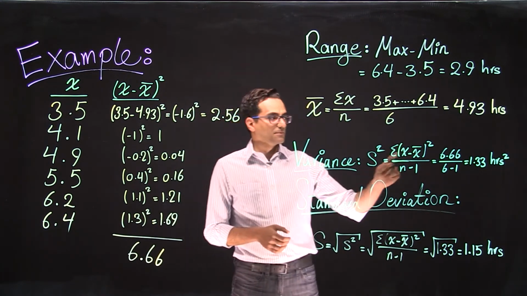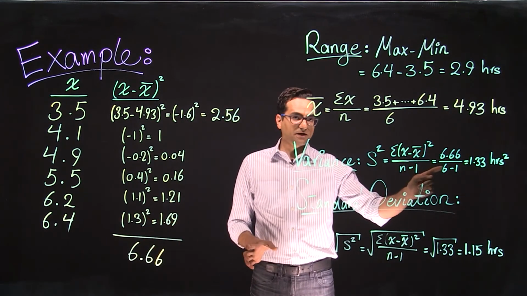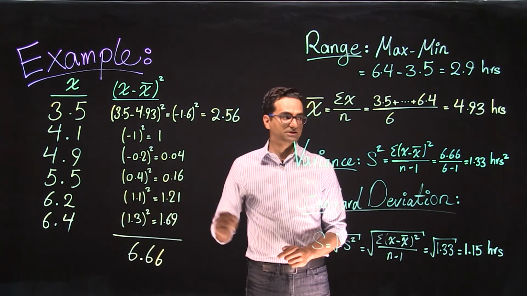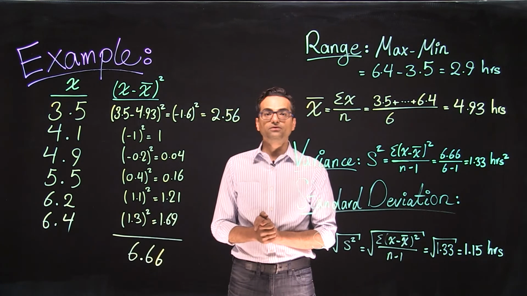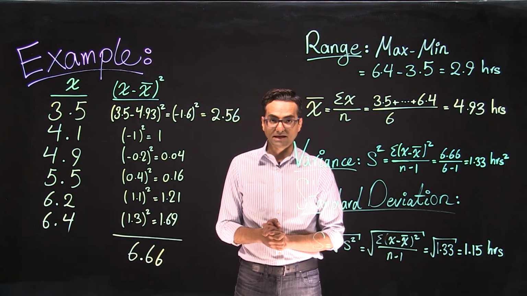All right, so 6.66, which is the sum of all differences squared, divided by 5, which is the size of my sample minus 1, is going to give me 1.33 hours squared. And that's going to be the variance from my sample.